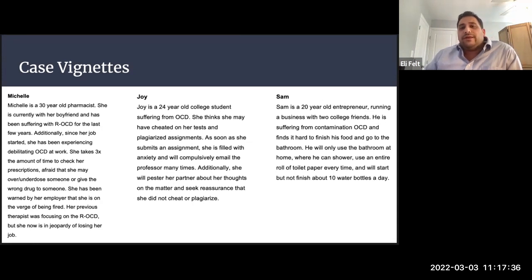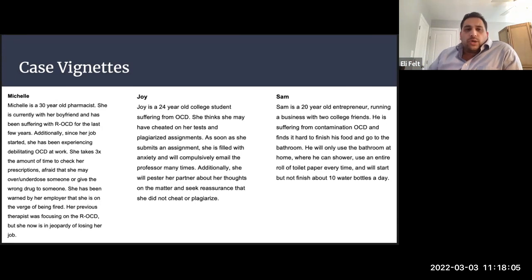And now she's kind of at jeopardy of losing her job. The previous therapist was afraid to deal with the work-related OCD, because it could be scary as a therapist to prescribe things around misdosing people. So she tended to focus on the relationship component, which wasn't helping the immediate crisis. And obviously the patient really wants to keep their job. So that one is going to be important to talk about, what happened and how to help, which I think is a cool thing.